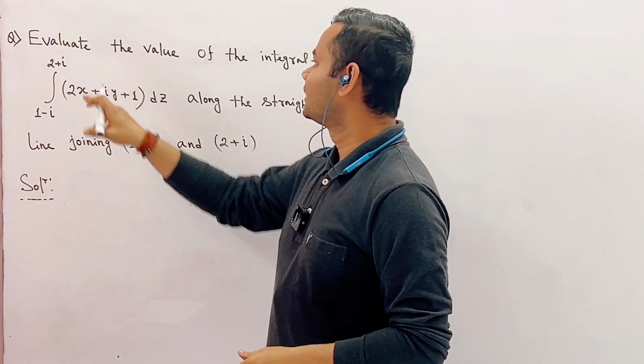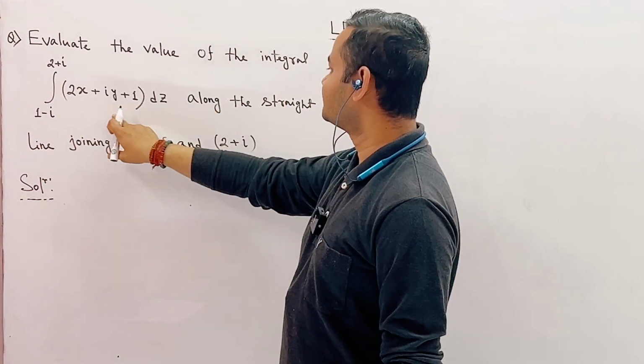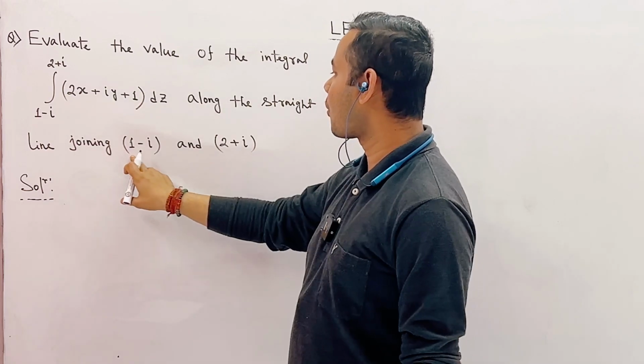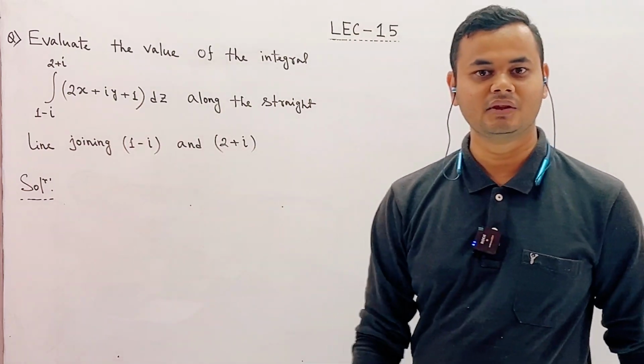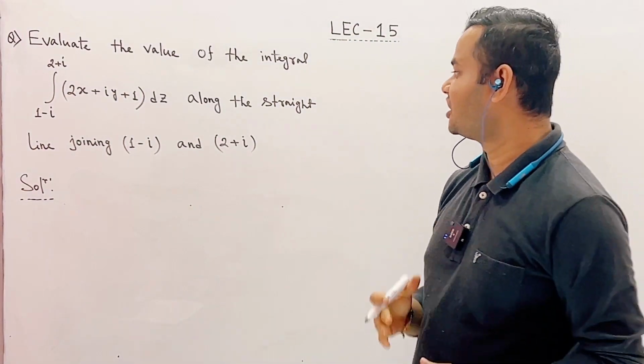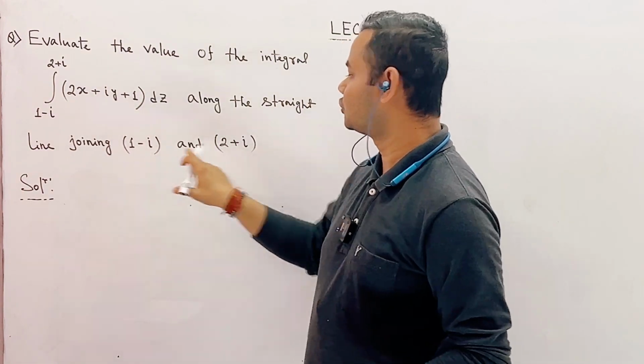Problem number 1. Evaluate the value of the integral this one along the straight line joining 1 minus iota and 2 plus iota. Students, let us find out the equation of the straight line joining these 2 points.